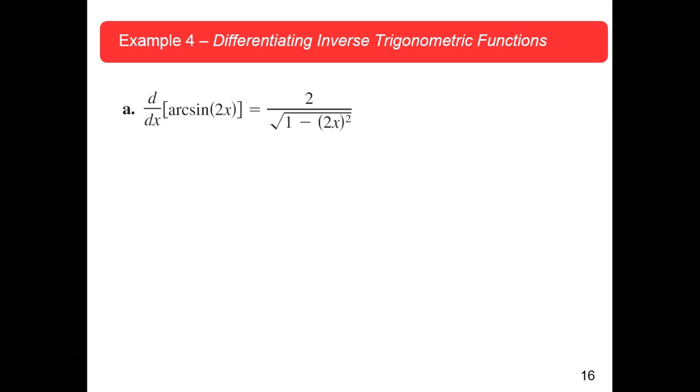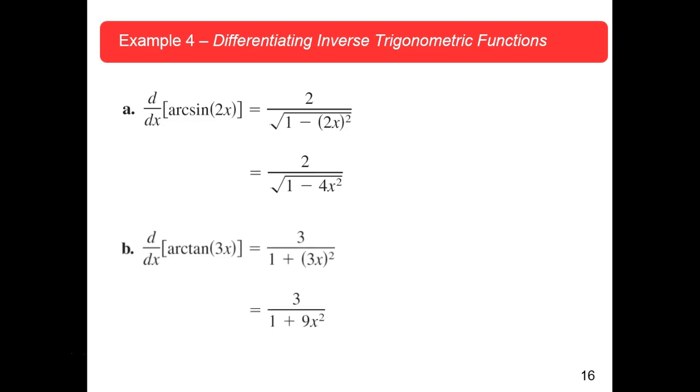Remembering, you start with u prime up here, so that's just the 2 where that came from. And then in the denominator is the square root of 1 minus the argument squared. Okay? That's the derivative of arc sine. And it's positive. And you just square the second expression. Arc tangent: the derivative of this is 3 over 1 plus the square. No square root in arc tangent. That would just turn out 9x squared. Okay.